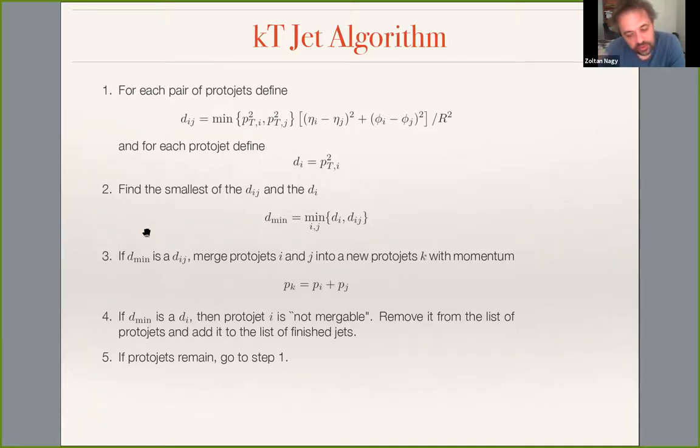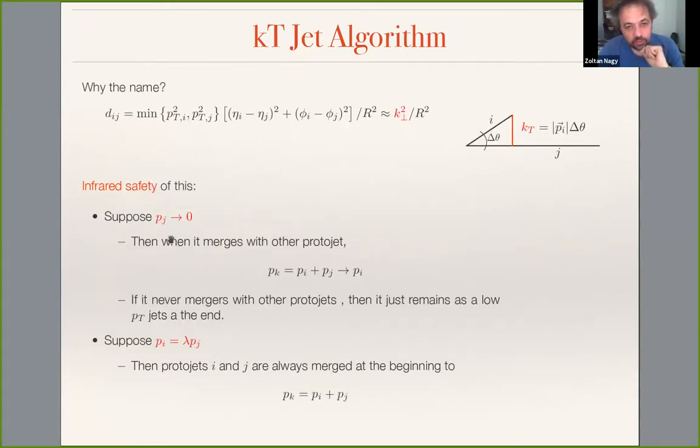So at the end of this procedure, your protojet list is empty and you have a certain number of finished jets. Some of the jets are hard with reasonable PT, and many of them have very small PT, maybe 1 GeV or less than 1 GeV or maybe a couple of GeV. Of course, we don't want to consider them jets because they are not really reconstructable, not really measurable, and we have to apply a PT cut at the end. Every jet whose PT is bigger than this PT cut is considered a really resolvable and measured jet.